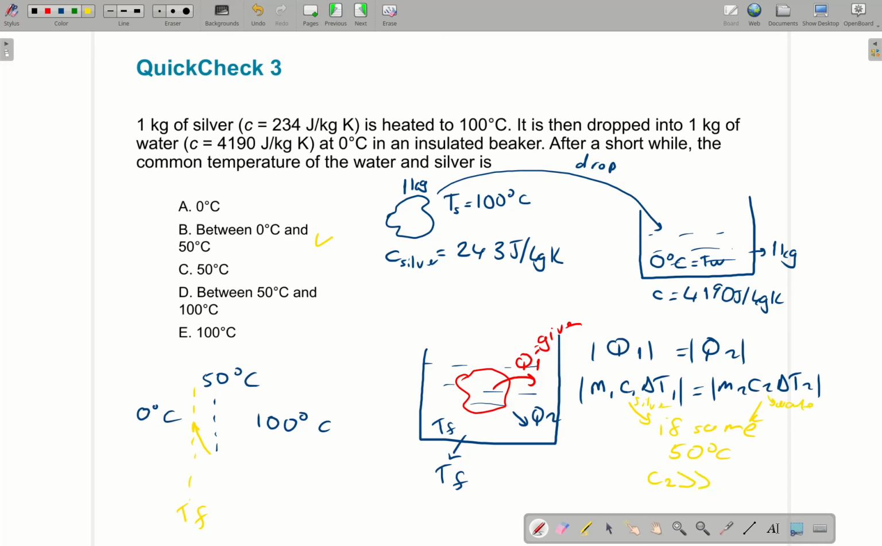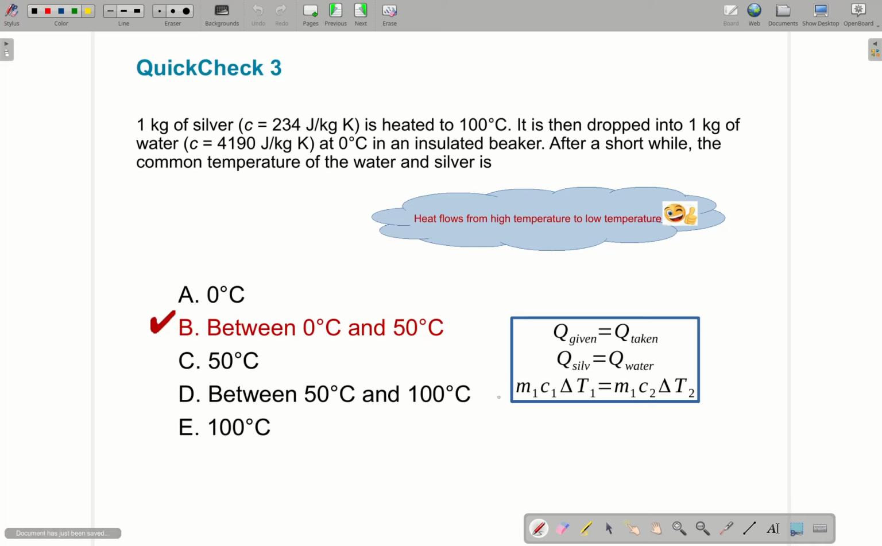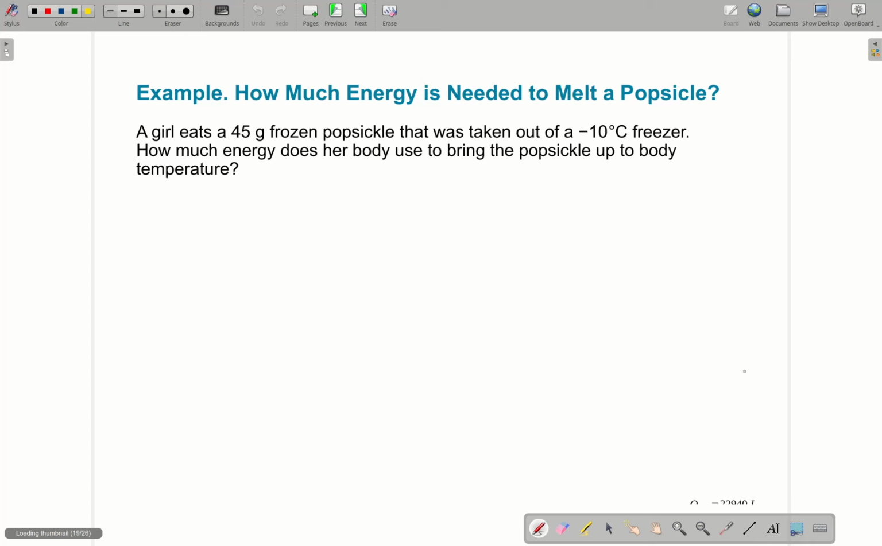So C2 is larger than C1. It will absorb a lot of heat and it will prevent meeting at 50 degrees. It will lower it down a little bit. Again, I can use this equation. The heat given is always equal to heat taken. Some of them you'll get negative here. Just look at the absolute values. You can calculate the final temperature here. Or one given value, the other one can be found.